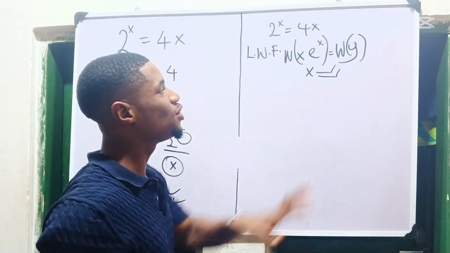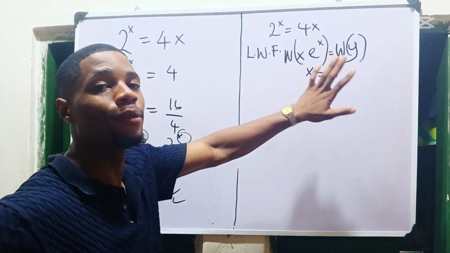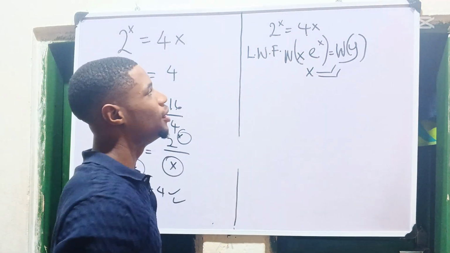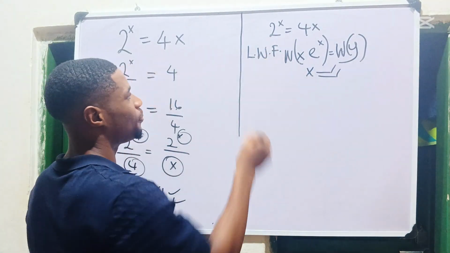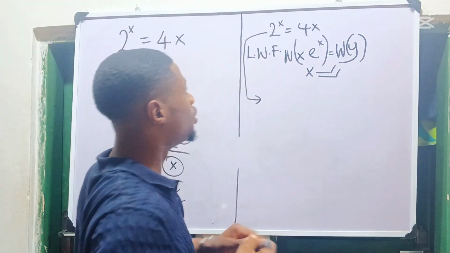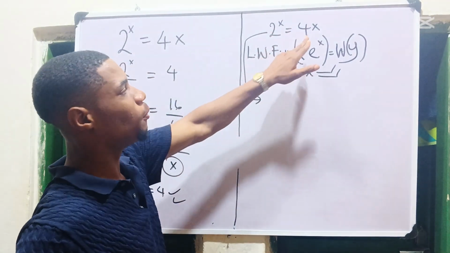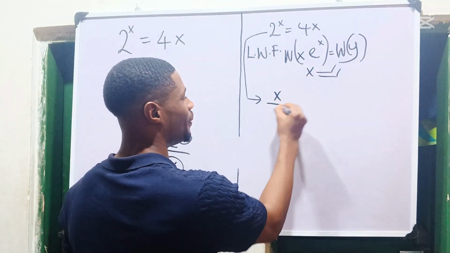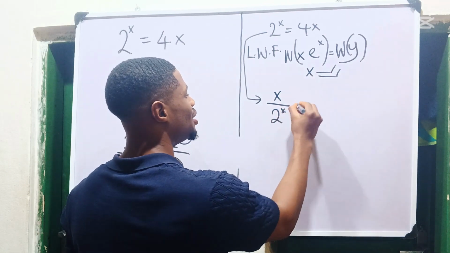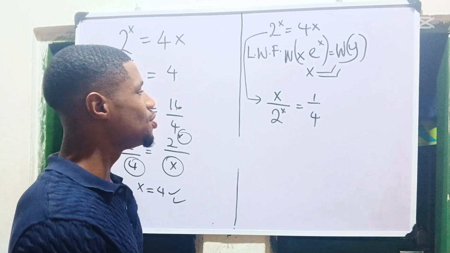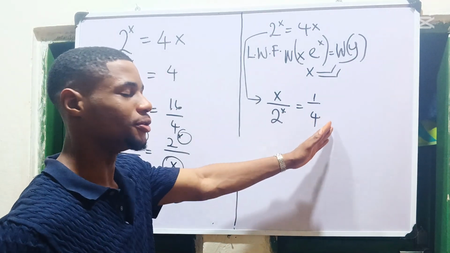Okay? So we have to just transform this equation into the formula where it looks just like this. Okay? Now, how do we do this? Firstly, I can bring this down here. Now, 2 raised to the power x is equal to 4x. I can write this to be x divided by 2 raised to the power x to be equal to 1 over 4. So x over 2 raised to the power x equals 1 over 4.